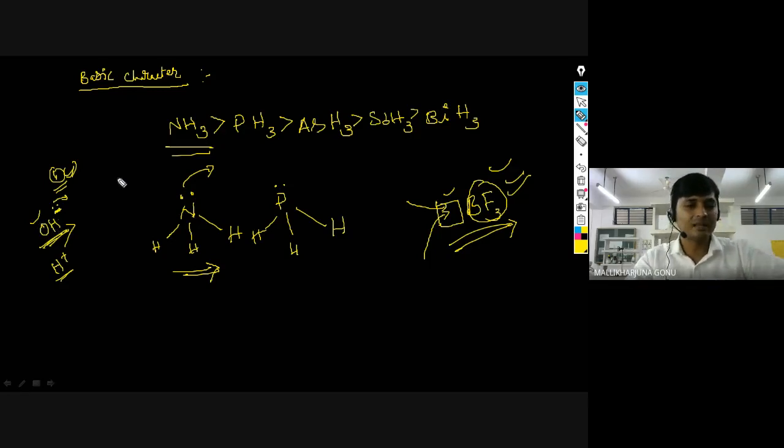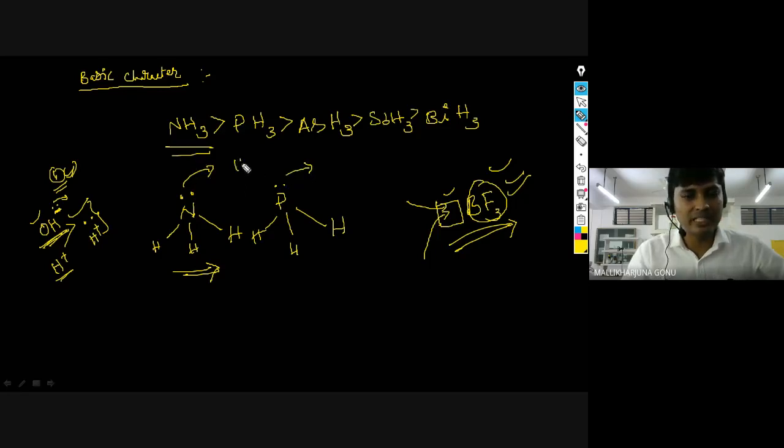To generalize, Lewis as a scientist also gave the definition: which donates the lone pair of electrons, or abstracts the proton. All these are definitions: donation of OH minus, donation of the lone pair of electrons, and abstracting the proton. So nitrogen can donate its lone pair of electrons more easily compared with phosphorus.